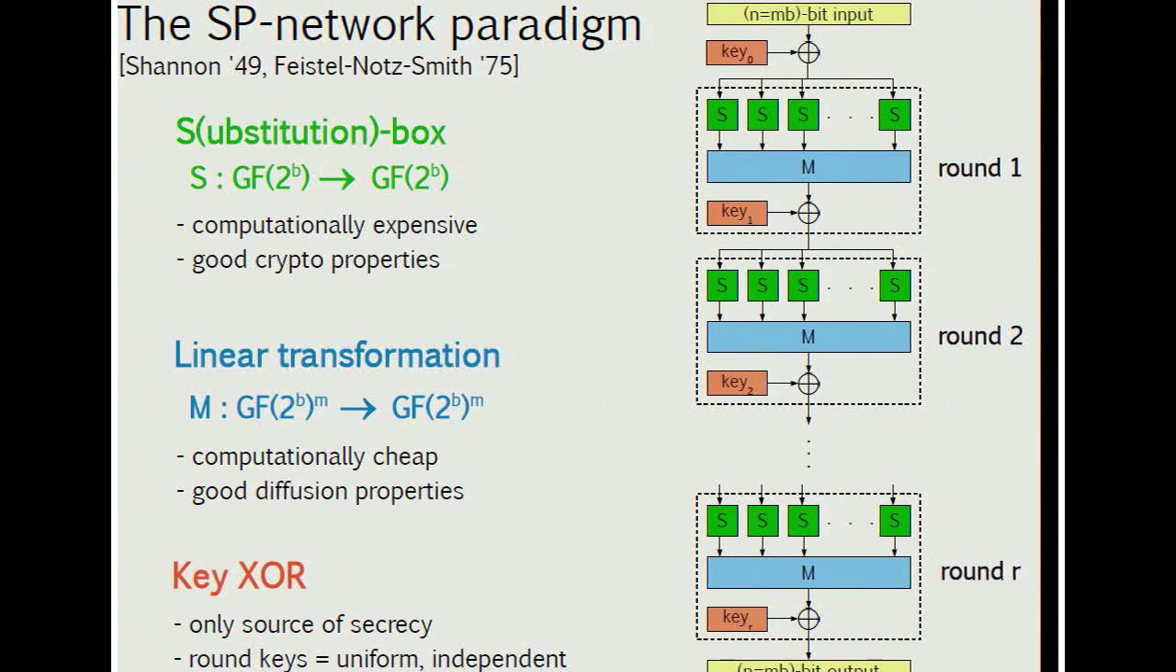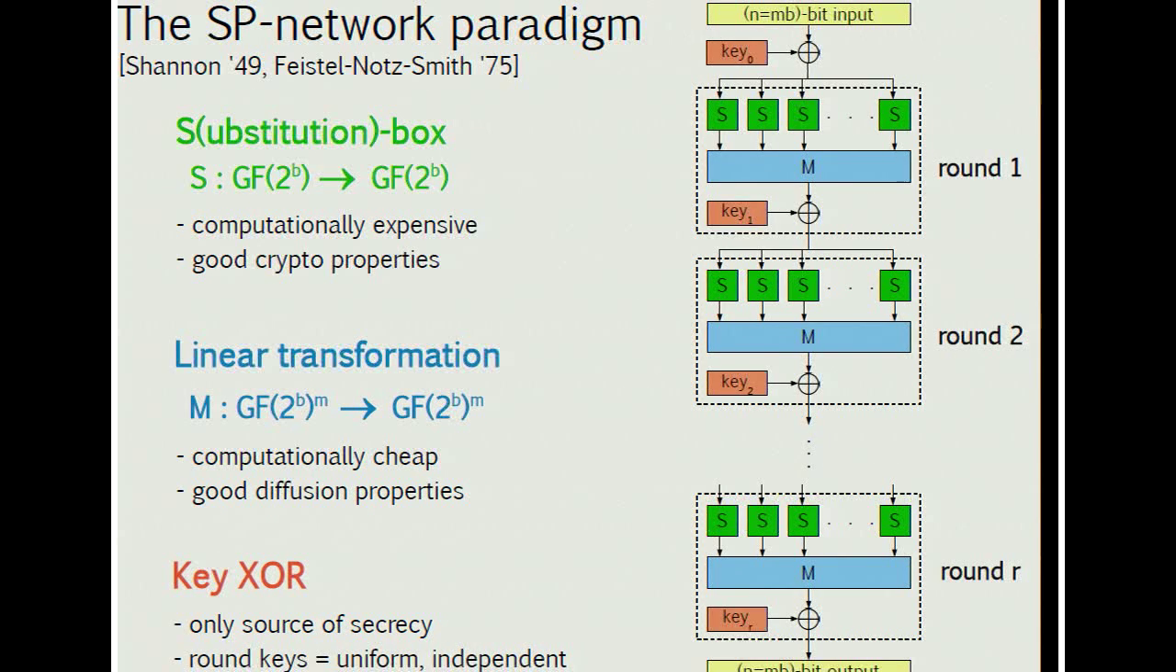The substitution box is chosen to have good cryptographic properties, and I'm going to say more about that in a second. It's typically a computationally expensive operation, but we save on efficiency by only applying it to small pieces of the input at a time. The second step in each round is the linear transformation M. This is a linear operation, so it's relatively computationally cheap. And the property that we need here is that it has good diffusion properties. Diffusion is a little bit of a vague word, but I'll say precisely what I mean about this in a minute.